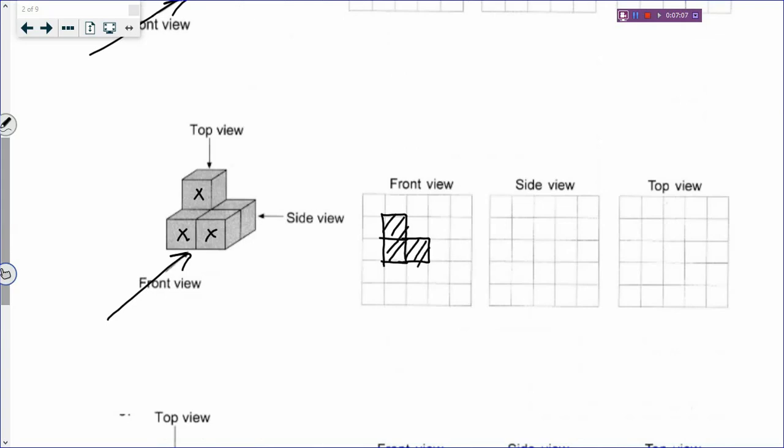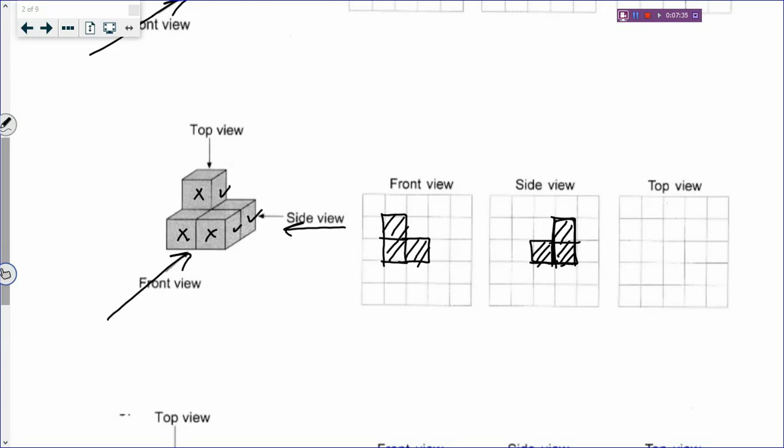And then your side view is when you look from the right side, and when you look from the right side, you will see again 3 squares. But the 2 squares this time are now on the right. Okay, these are your 2 squares on the right, and there's 1 square on the bottom left. So that is how your side view looks like. And again, do some shading.